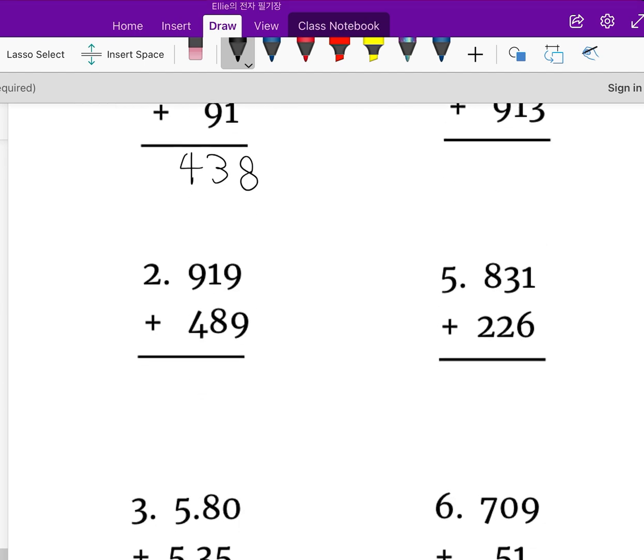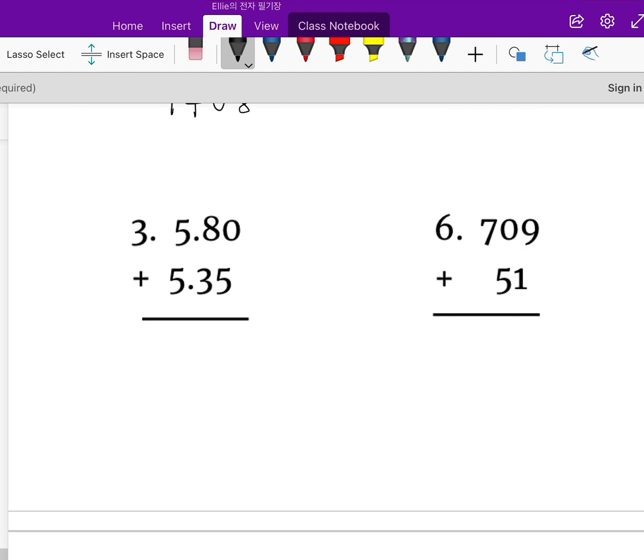For number 2, we have 919 plus 489. So we have 9 plus 9, that's 18, but we're going to carry 1 again. So 1 plus 8 is 9, but there is plus 1, so it should be 10. So we're going to carry 1 again, and 9 plus 4 is 13, but we have 1 here again, so 14. So it's 1408.